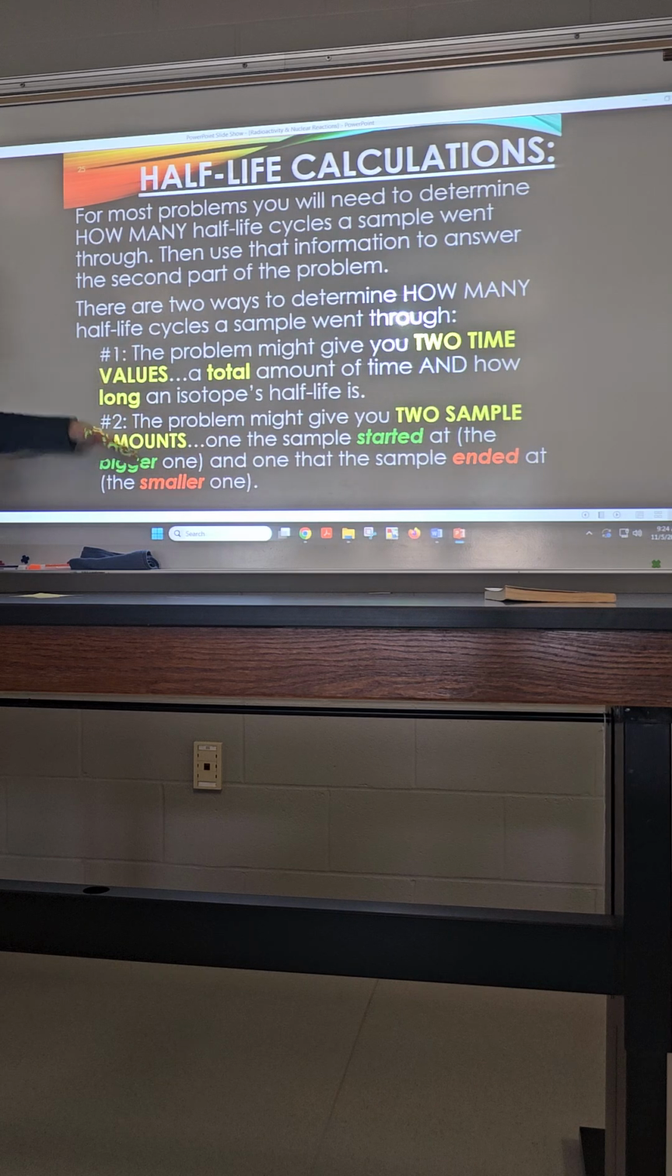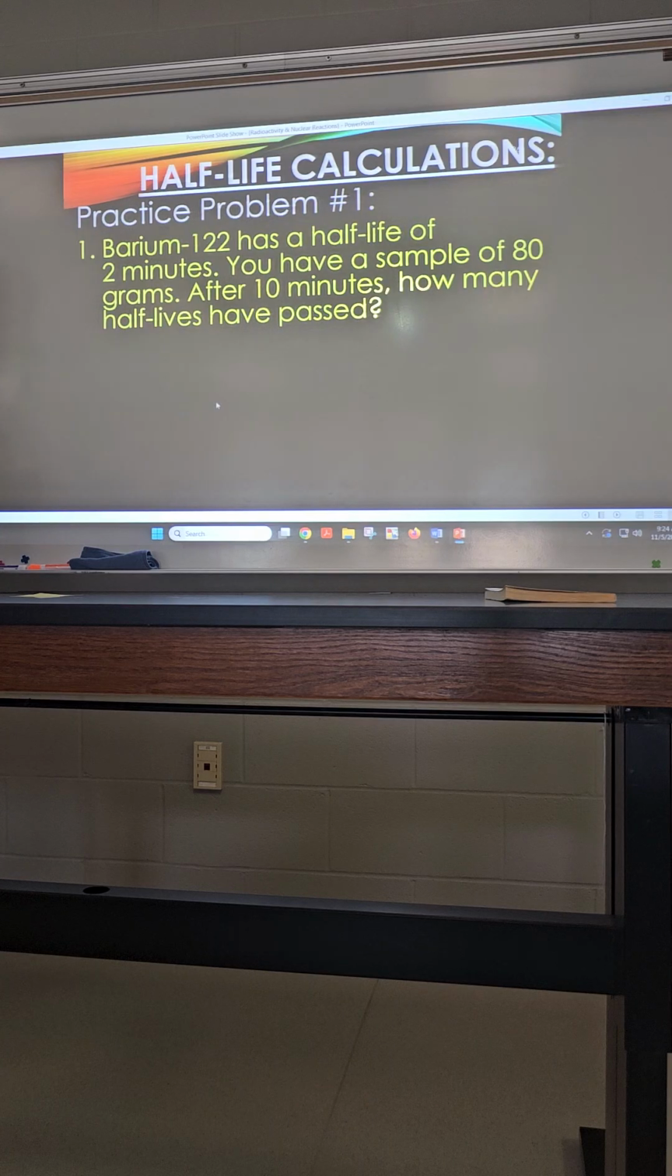So these are the 2 types of problems. Either 2 times are given or 2 sample amounts are given, and then you just follow different paths based on which type of problem you're given. So here's what it looks like.